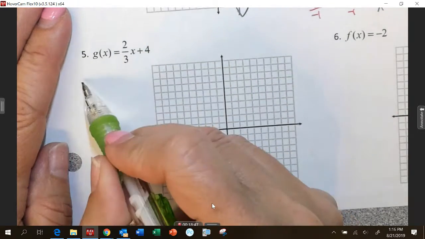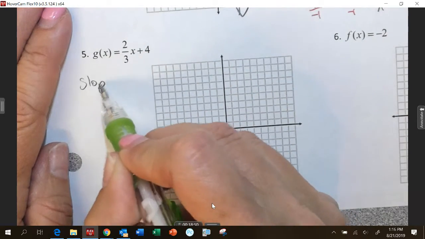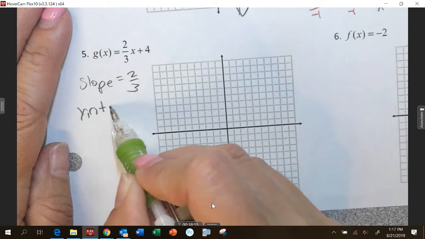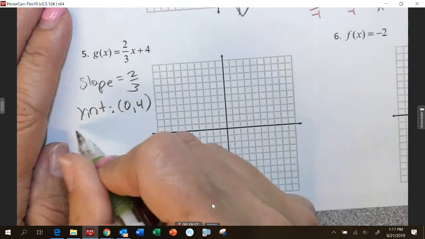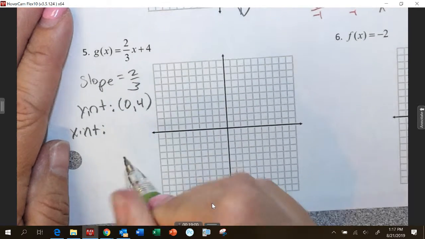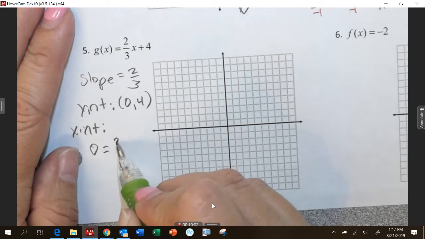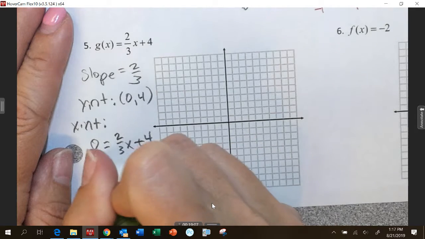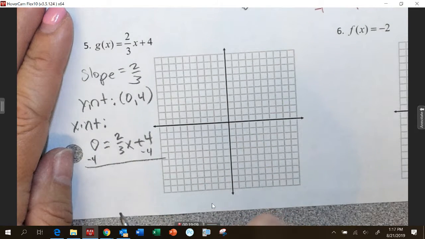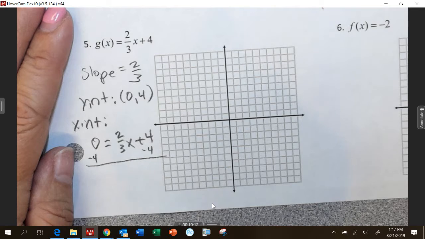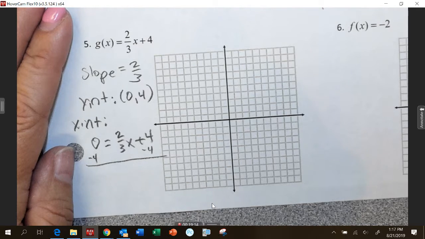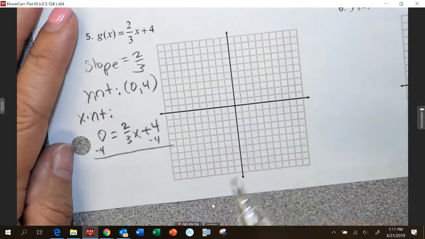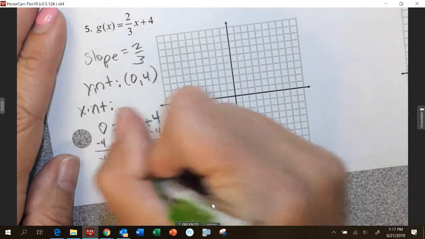Okay, so number 5, the slope is 2/3. The y-intercept 0, 4. And the x-intercept I have to solve. 0 equals 2/3 x plus 4. Subtract my 4. Just a reminder, I'm doing all of this so it's on the video. So if you need to go back and watch my video because I'm going super fast, you can watch my video as many times as you want.